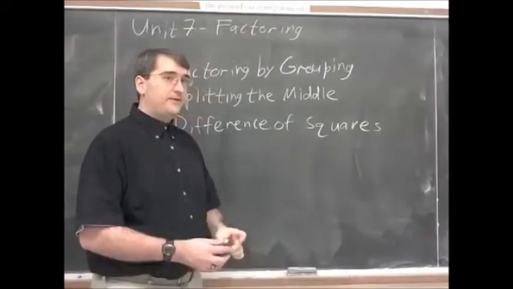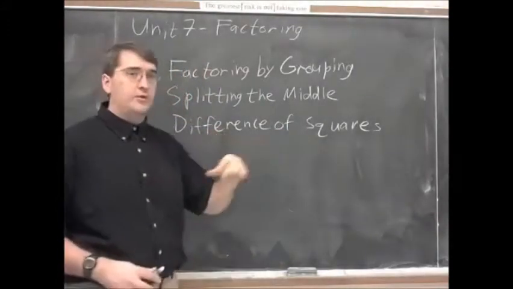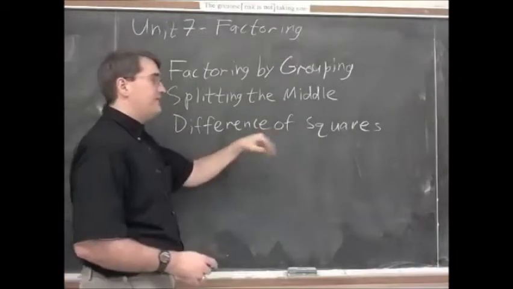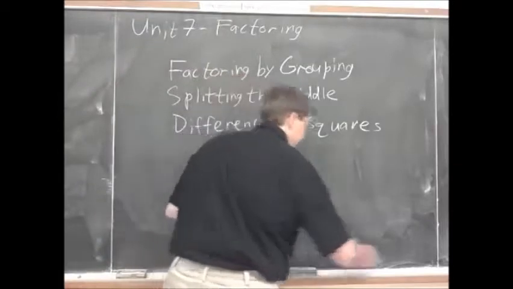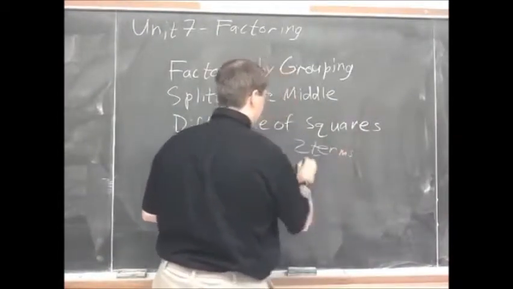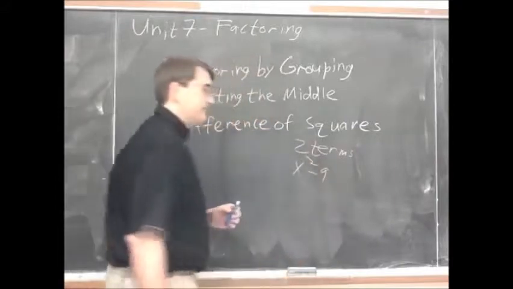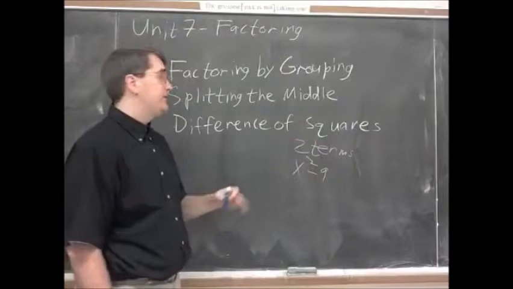Now these different methods are used in certain circumstances. Difference of squares, and again we'll go into a little bit more detail in that video, but essentially we use difference of squares when we have two terms. Like x squared minus 9, for example, would be something that we could factor using the difference of squares method.